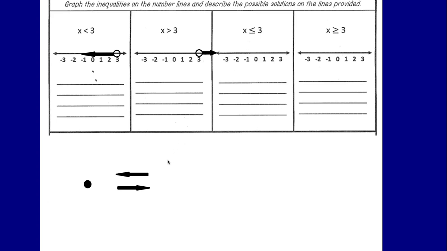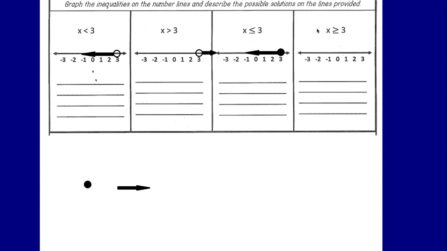x is less than or equal to 3. Because we have the equal sign this time, our circle is going to be a closed or a filled circle. So we're going to draw that at 3. And then it says x is less than, so all of the values that are less than 3 are to the left of 3. So our x value line will be drawn to the left of 3. Possible solutions could be -1, it could be -3, -5. It could also be 3 because it can be equal to 3.